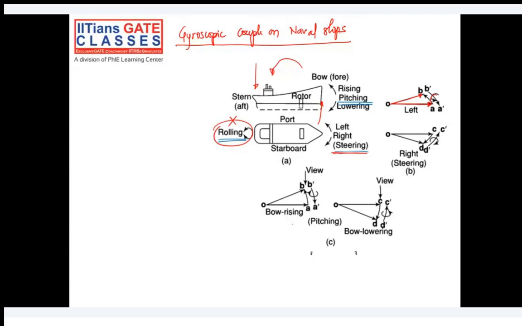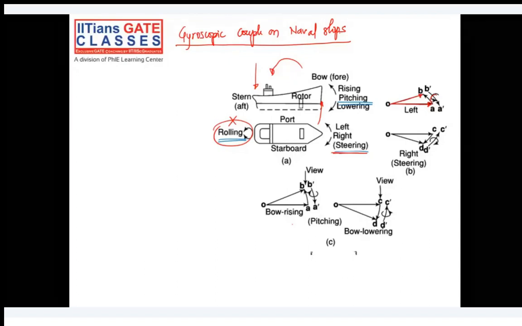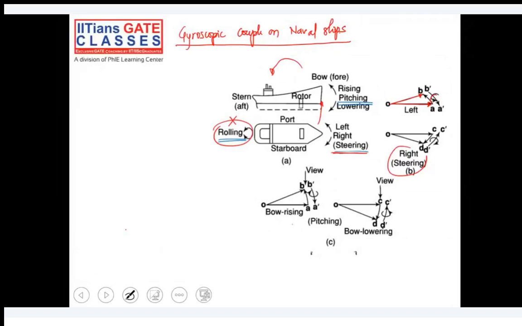When you do right steering, O to C is the initial vector, and after taking a right turn by delta theta angle, O to D is the new vector. CD is your active torque. D dash C dash is your reactive torque, which is clockwise in nature. Clockwise in nature, in the sense that it is like this, which causes lowering of the bow and upward direction of the stern. Okay. Is it clear about the steering? Steering is pretty clear. We have already studied some examples of the aeroplane, so it is very straightforward to understand.